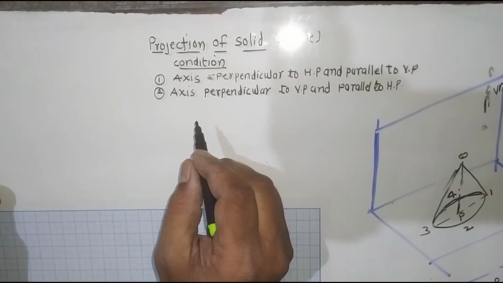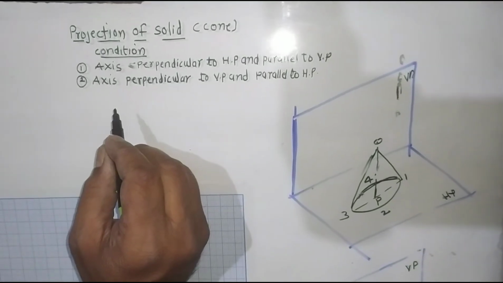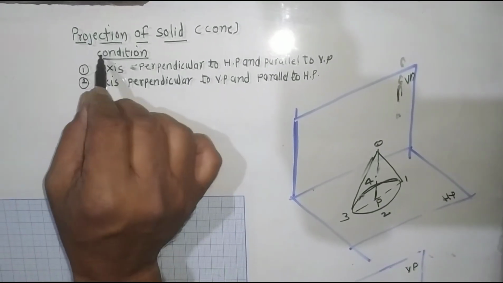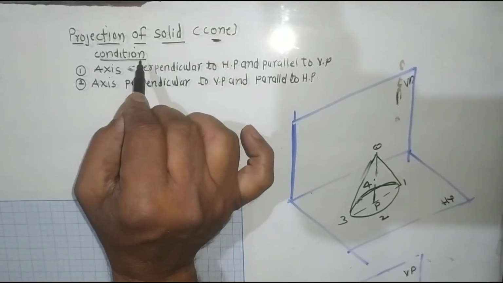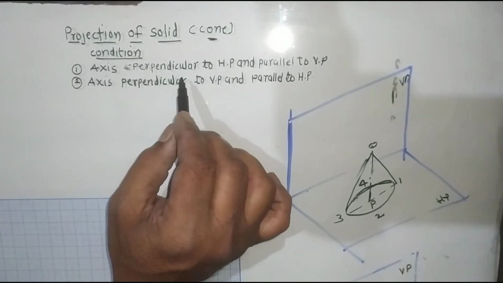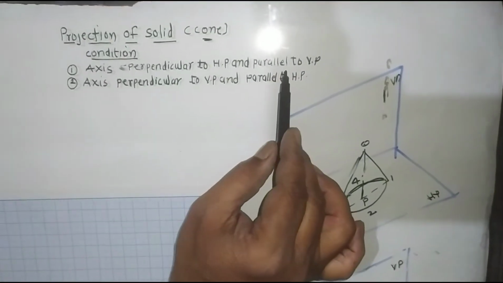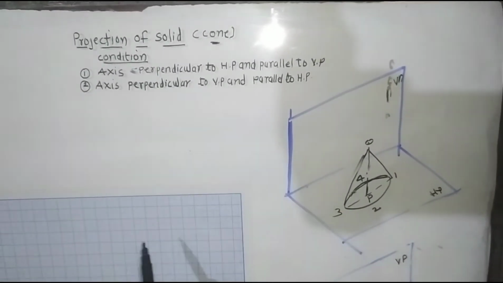Welcome to all mechanical engineering students to the subject Engineering Drawing, lecture for Unit 2, that is projection of solids. We will now deal with the cone. What is the condition? As you have studied in the last lecture, the condition is that the axis is perpendicular to HP and parallel to VP, or the axis is perpendicular to VP and parallel to HP.